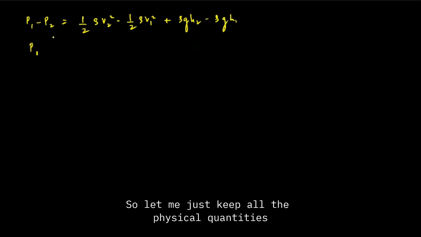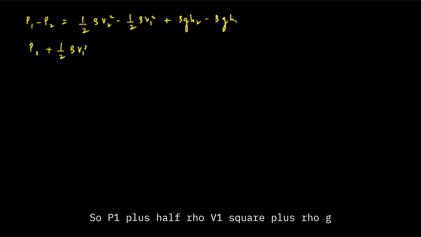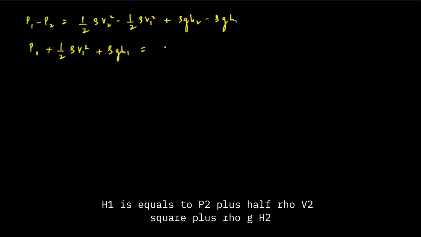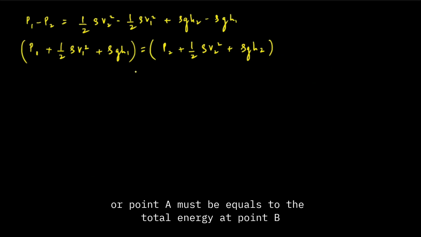So let me just keep all the physical quantities having 1 on the left hand side and the other side with the 2 marking. So P1 plus half rho V1 square plus rho g H1 is equal to P2 plus half rho V2 square plus rho g H2. If you just look at this equation, what you can say is that energy at point 1 or point A must be equal to the total energy at point B.